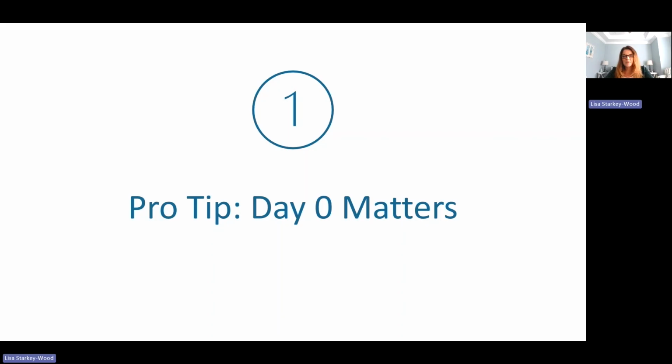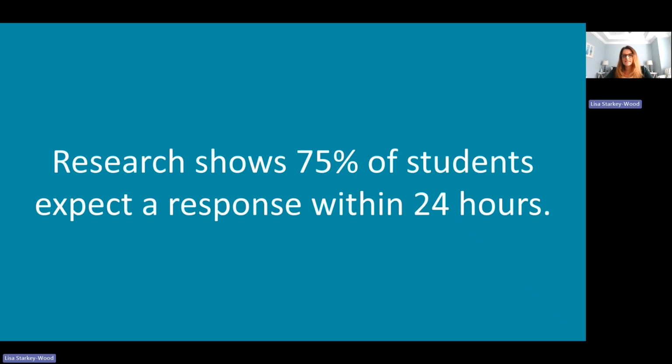So our first pro tip, and I really can't emphasize this enough, is day zero matters. Research shows that 75% of students expect a response from us within 24 hours. And it also shows that it doesn't really matter what age group your prospective students are in, whether it's your more traditional first-year student, transfer student, adult students. We as adults are really not any more patient than a 17-year-old when you really think about it.